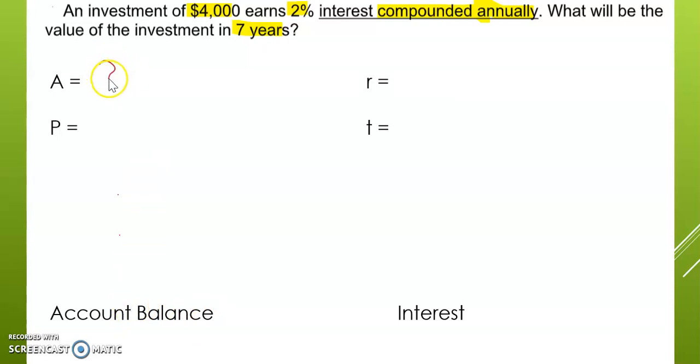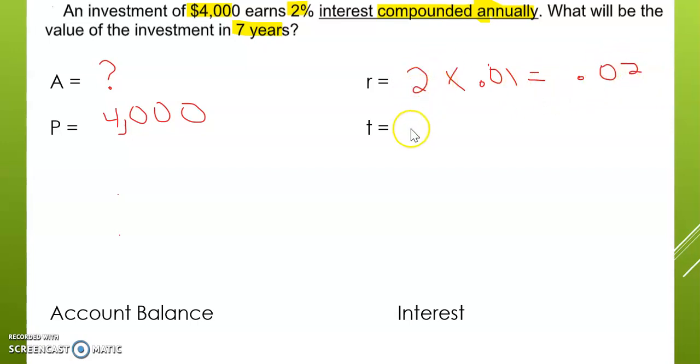My A, I don't know. I don't know what's going to be in my account in 7 years. I do know that if it's multiple choice, it's going to be more than $4,000. My principal is my $4,000. That is a comma, kind of hard to see. There we go. The rate, 2. Can't use 2. That's a common mistake. I have to multiply it by 0.01. And in my formula, I have to use 0.02. I cannot use that 2. And my time, instead of 6 years, this time is 7 years.